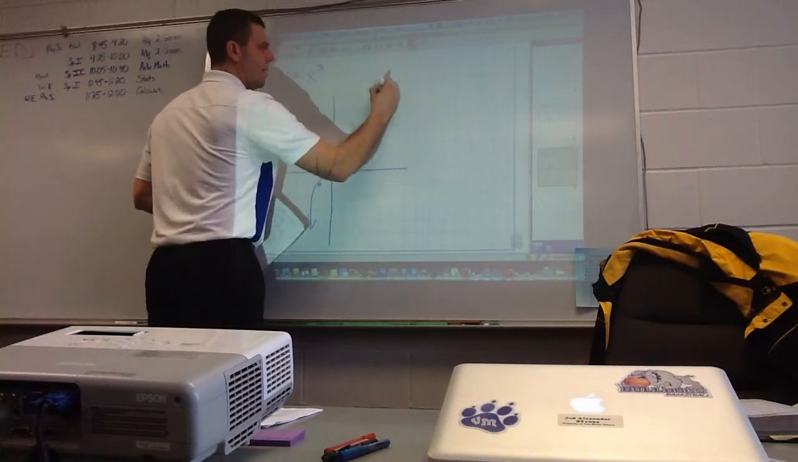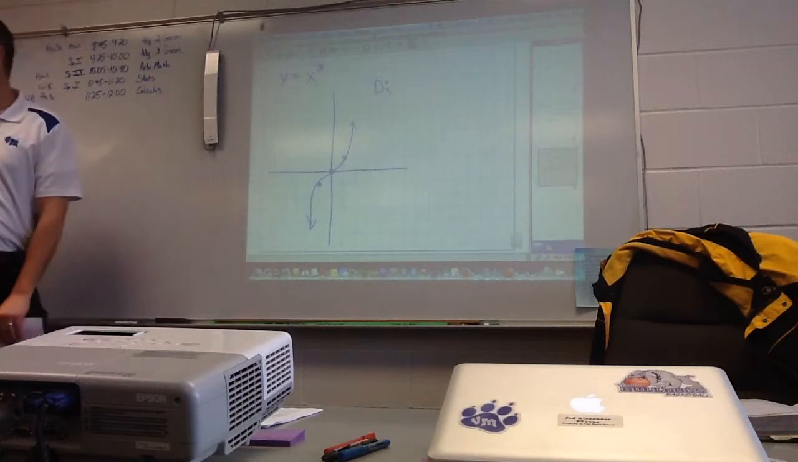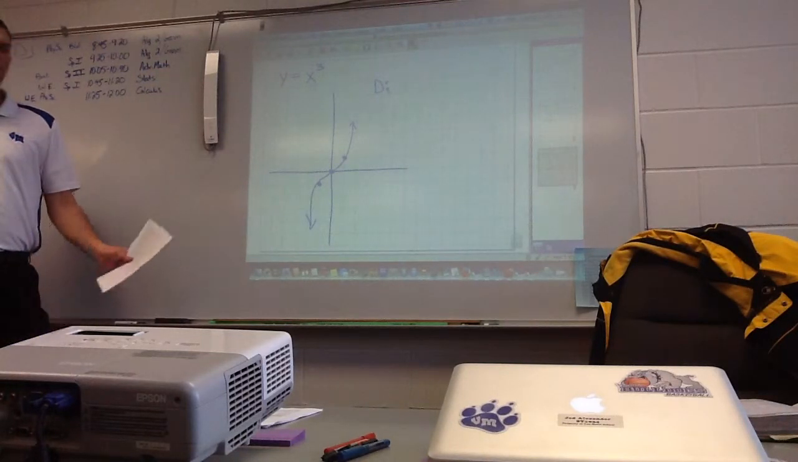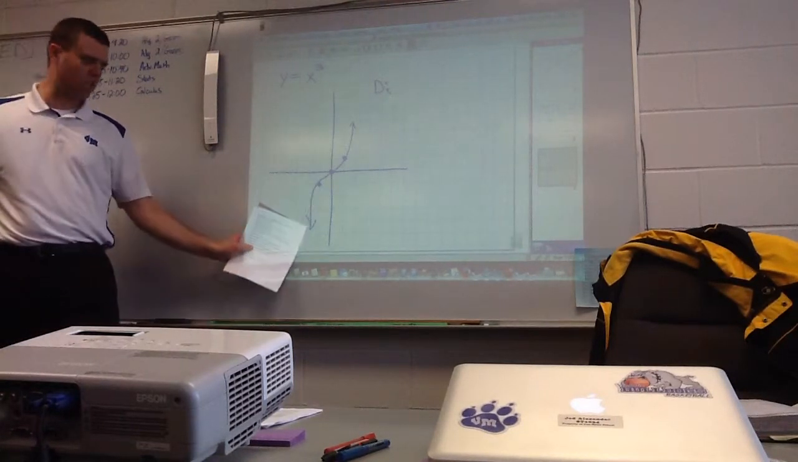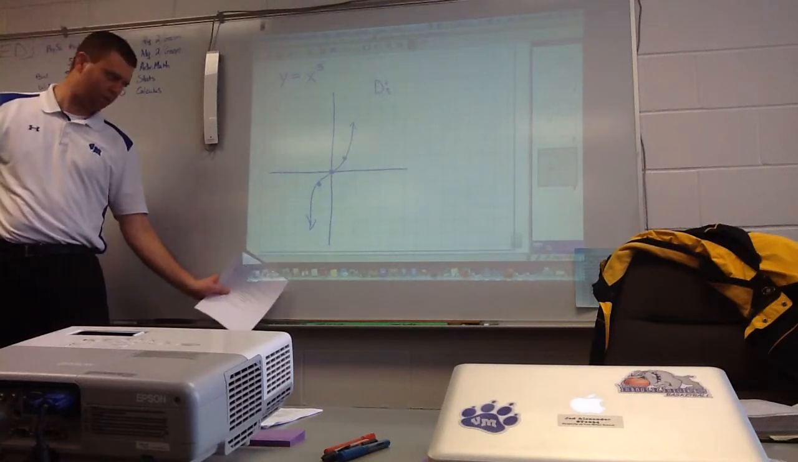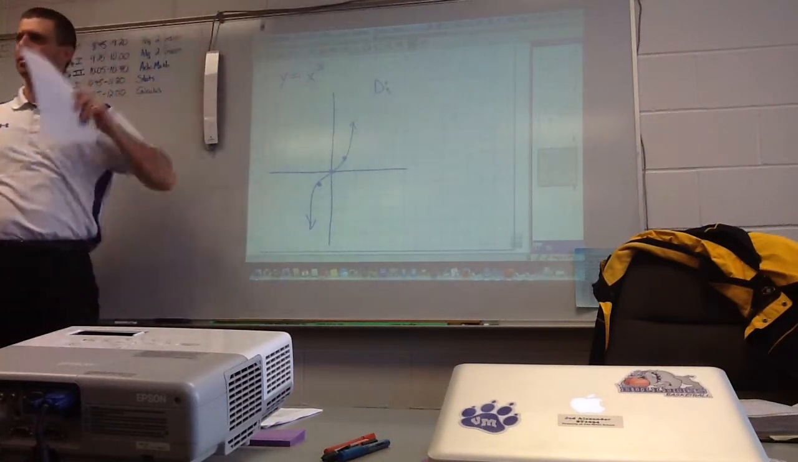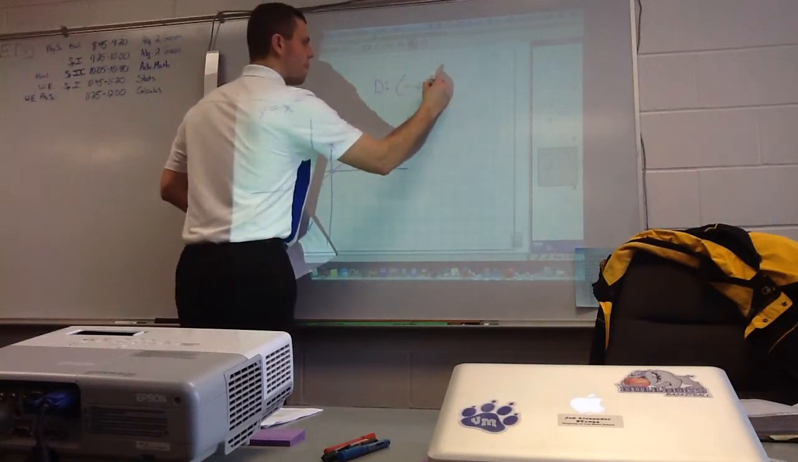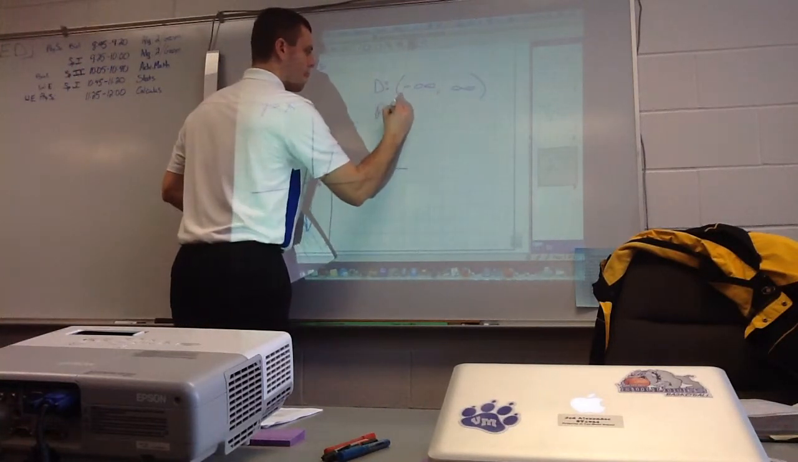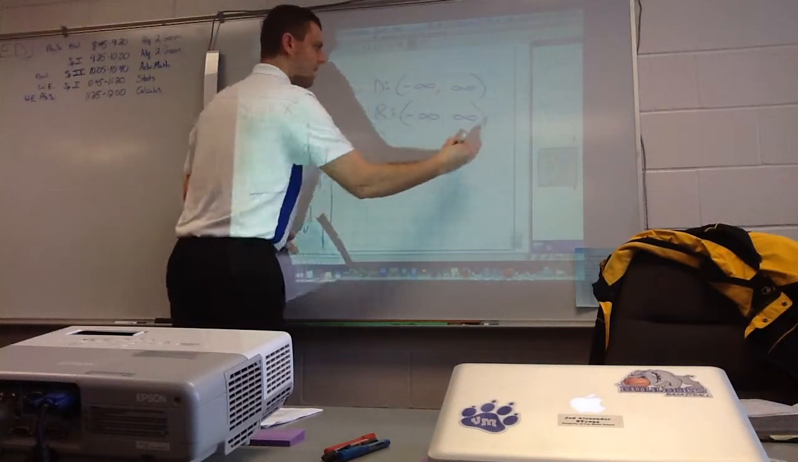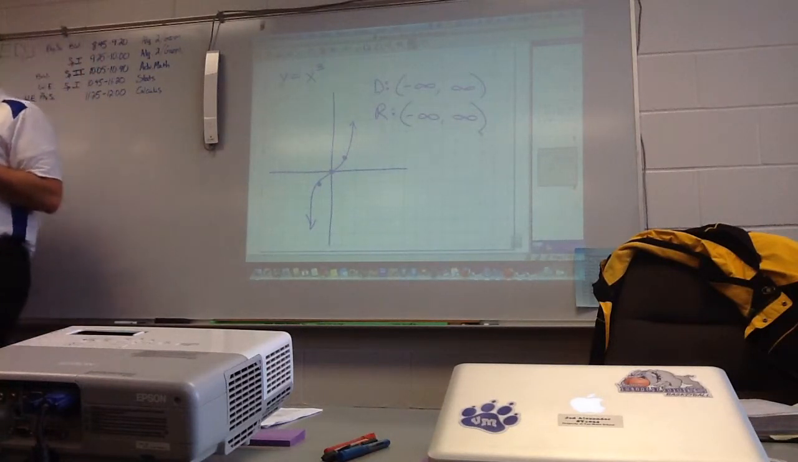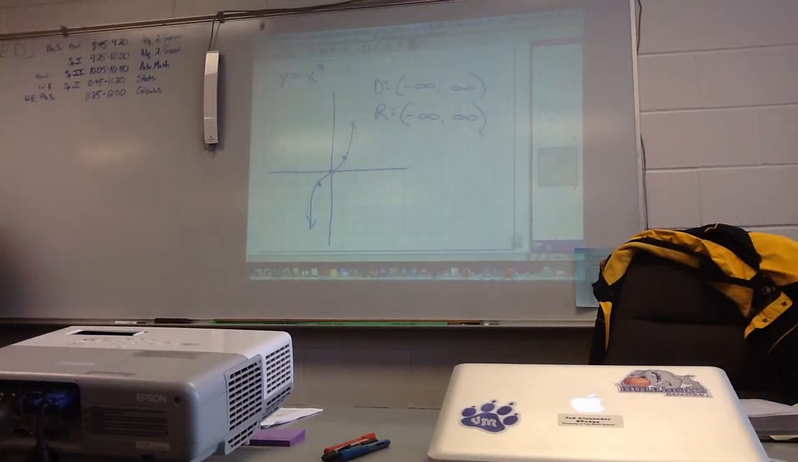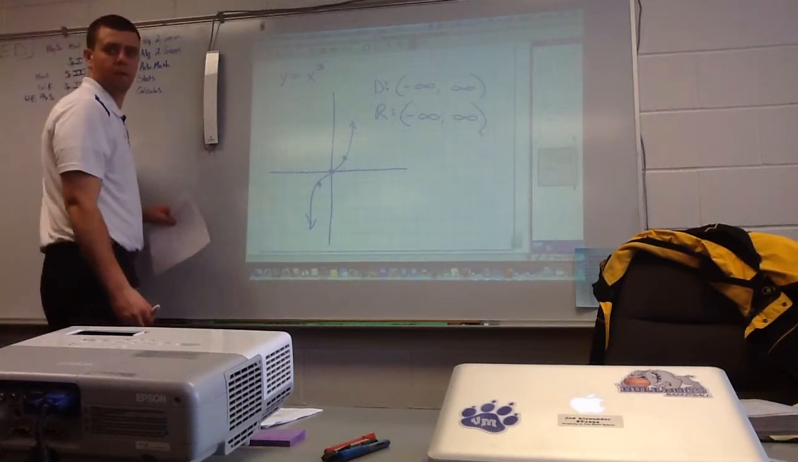Okay, domain. What numbers can you plug in for x and expect to get an answer? Anything. So negative infinity to positive infinity. How about your range? All. Same thing, because again, you'll get negative numbers for y all the way down to negative infinity, and you'll hit every other y value all the way up to positive infinity. Questions on that? Everybody got it?